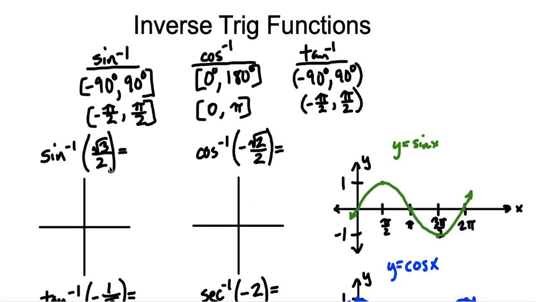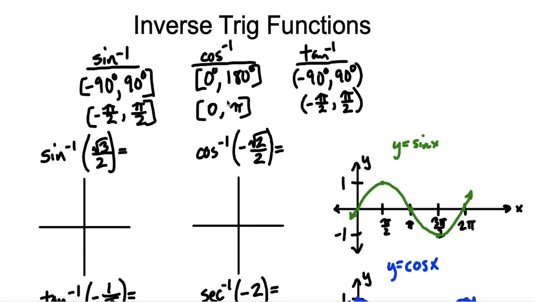Let's take a look at finding some answers here with inverse trig functions. So remember, we have a limited range of values that we're looking for. For our angle for inverse sine, it's going to be -90 to 90. For cosine, it's going to be 0 to 180 or 0 to pi. And tangent is going to be -90 to 90 or -pi/2 to pi/2. Now these don't include those values because those are where we have vertical asymptotes in the graph of tangent.